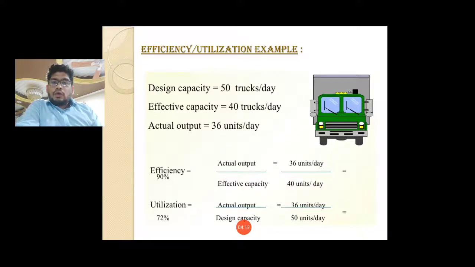Fine. Now, what is the actual utilization? If we see the given inputs, 36 units per day is the actual output. When we divide the same by the design capacity, that is 50 trucks per day, we get 72%. So it will be 72%.